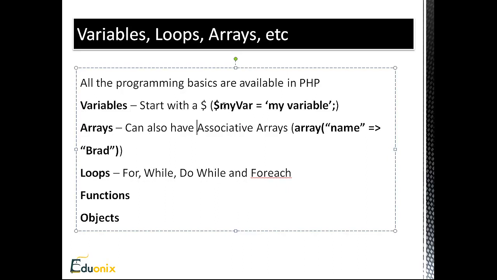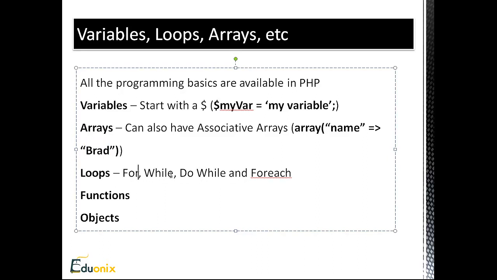Arrays, we can also have associative arrays, which are extremely helpful. So we can create an array and we can give it a key. So we have name as a key and then a value, in this case Brad. It's also known as a hash. If you've worked with Ruby on Rails or some other languages, this is sometimes called a hash. In PHP, they're called associative arrays.